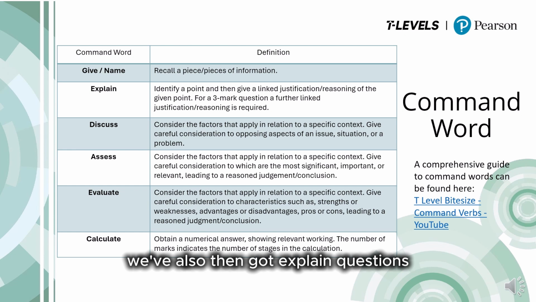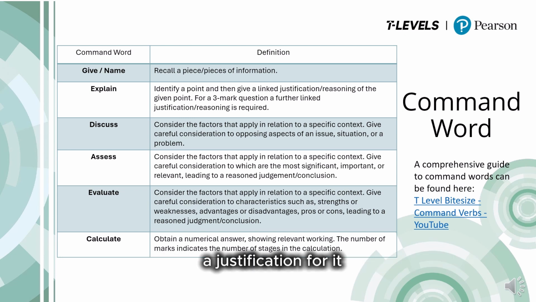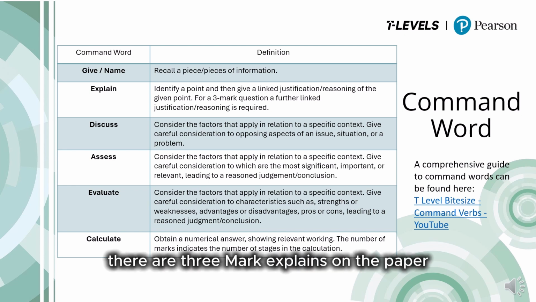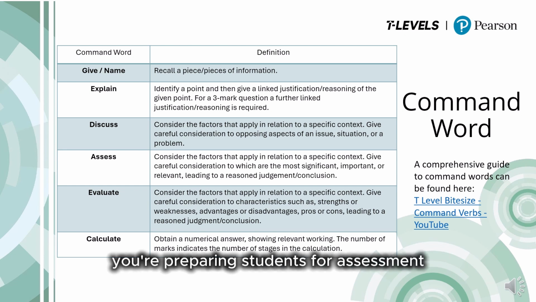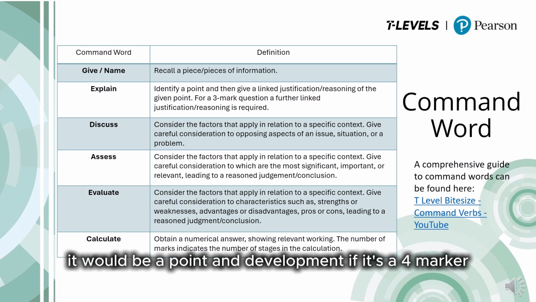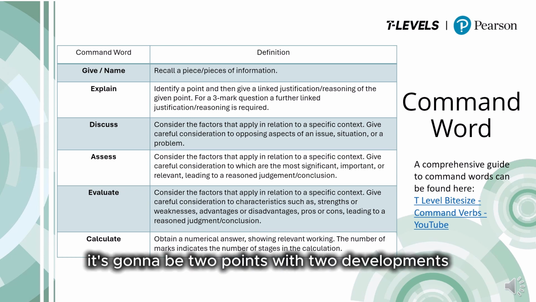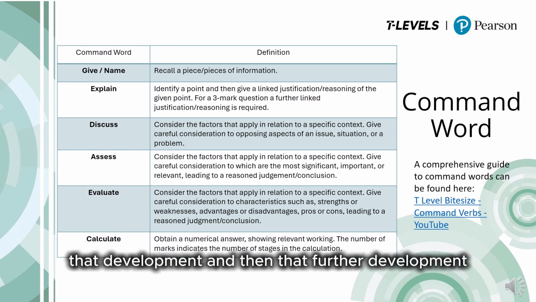We've also got explain questions. This is where the student is going to identify something and then give a justification for it. Now, there are 2-mark explains and 3-mark explains on the paper, so when you're preparing students for assessment, it's important that they look at how many marks there are on the question. If it's a 2-marker, it would be a point and development. If it's a 4-marker, it's going to be 2 points with 2 developments. But if it's a 3-marker, it's going to be that point, that development, and then that further development.